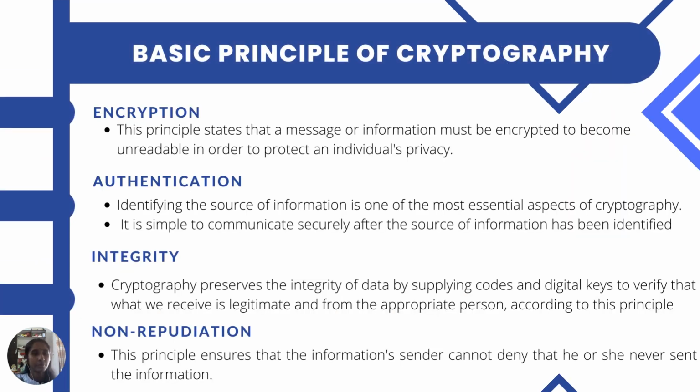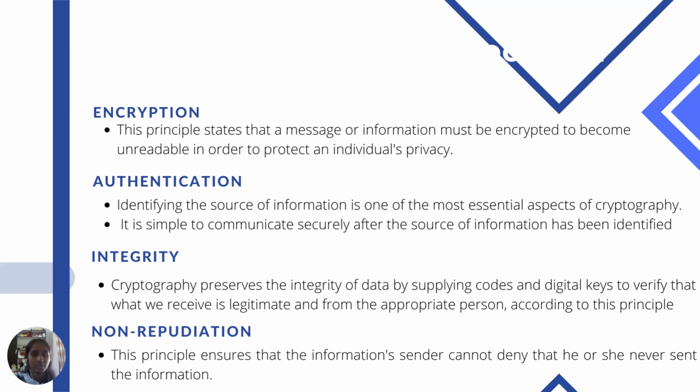Next, there are four basic principles of cryptography. The first is encryption, meaning a message or information must be encrypted to become unreadable in order to protect privacy. Authentication, identifying the source of information, is one of the most essential aspects of cryptography. Integrity prevents tampering with data by supplying codes and digital keys to verify that what we receive is safe. Non-repudiation ensures that the information sender cannot deny that she or he sent the information.